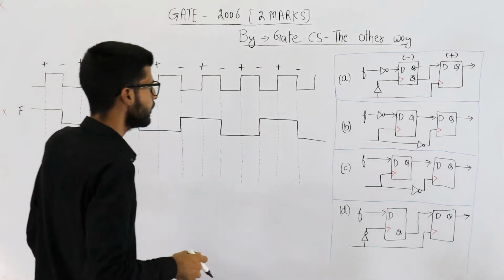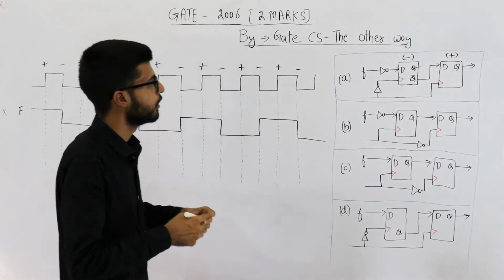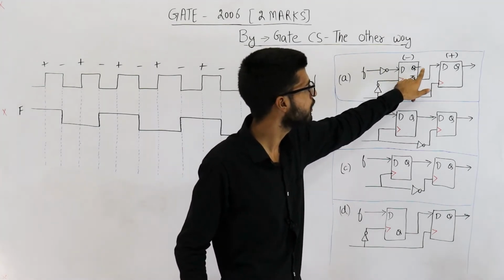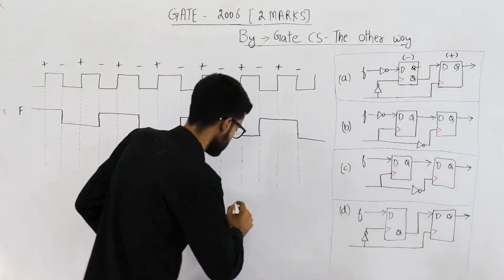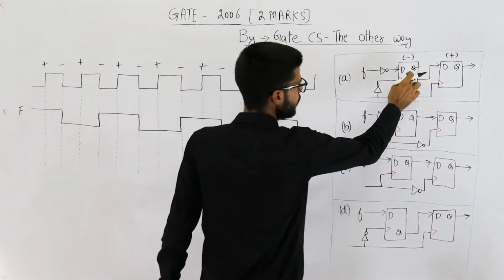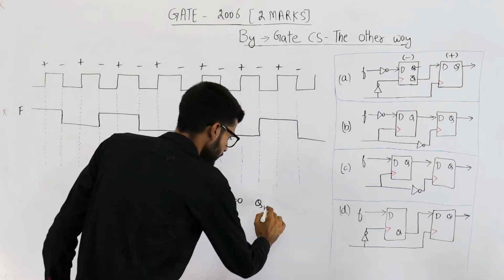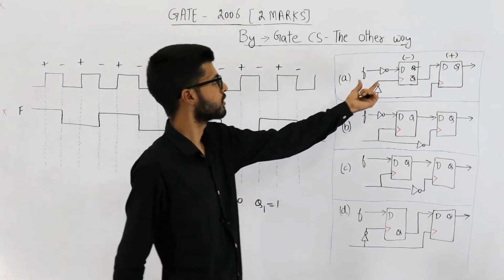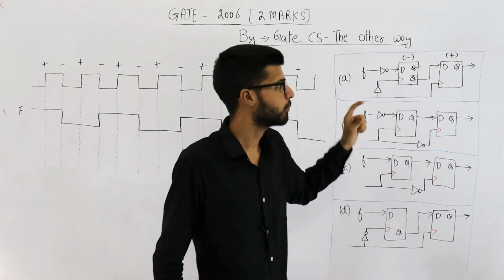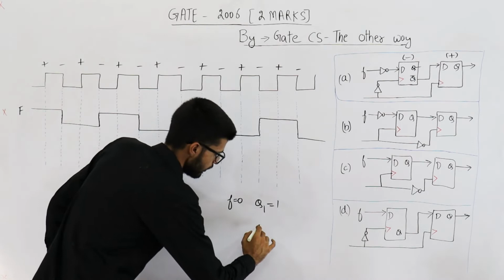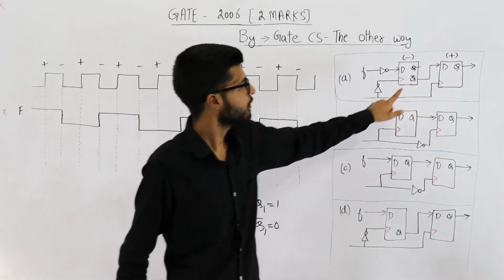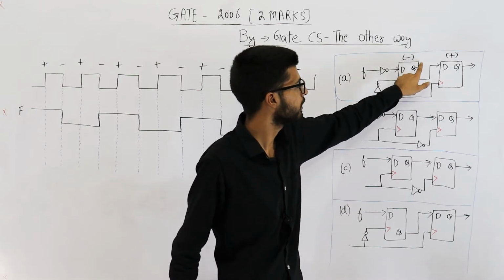That means whatever is the value of F, its complement will be this output Q. If F is 0, Q, I'm calling it flip-flop 1, so Q1 will be 1 because we are using a NOT gate here. This will happen upon a negative edge. And Q1 complement will be 0, because whatever is this value, this will be its complement.